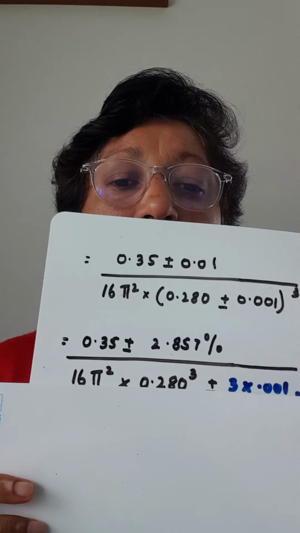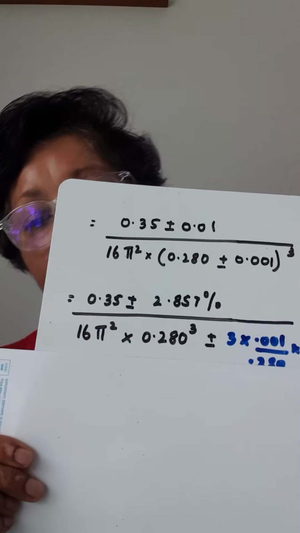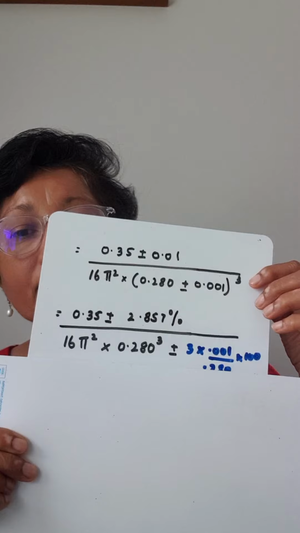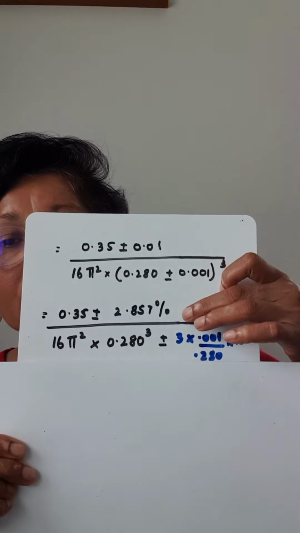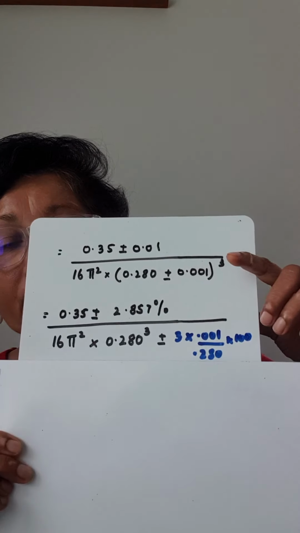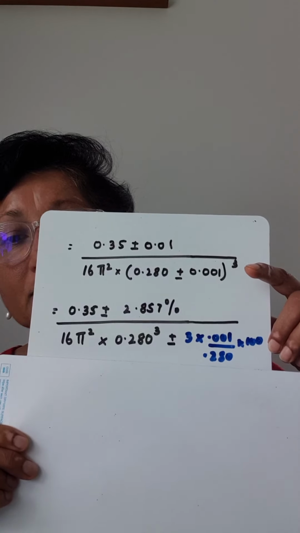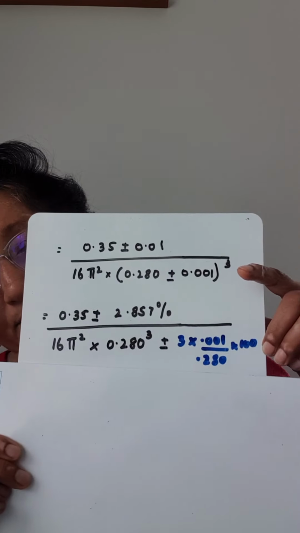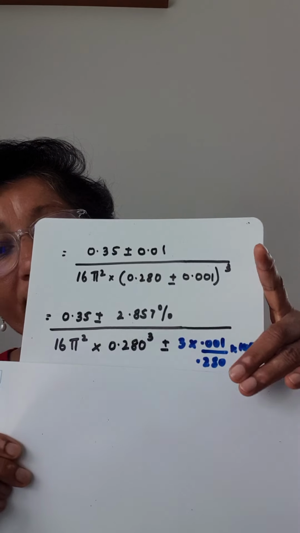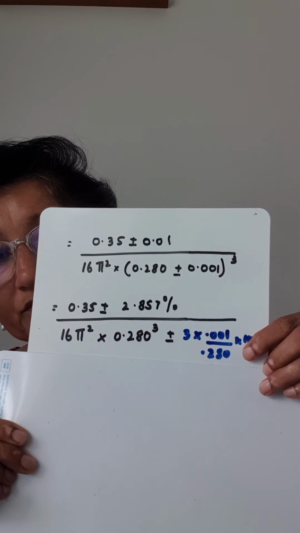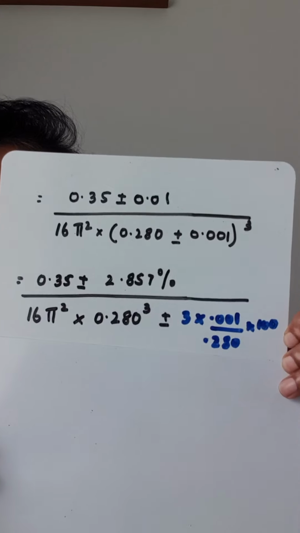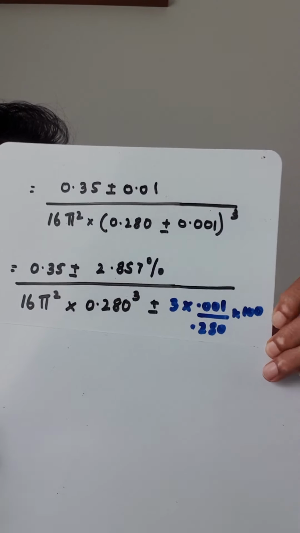So when you do that, you end up with the 0.35 plus or minus, that's a percentage uncertainty for the 0.35. Now for the d, it's d cubed. So you've got to multiply the percentage uncertainty by 3 because it's cubed. So that's the working in blue over there. Okay, so take a good look.